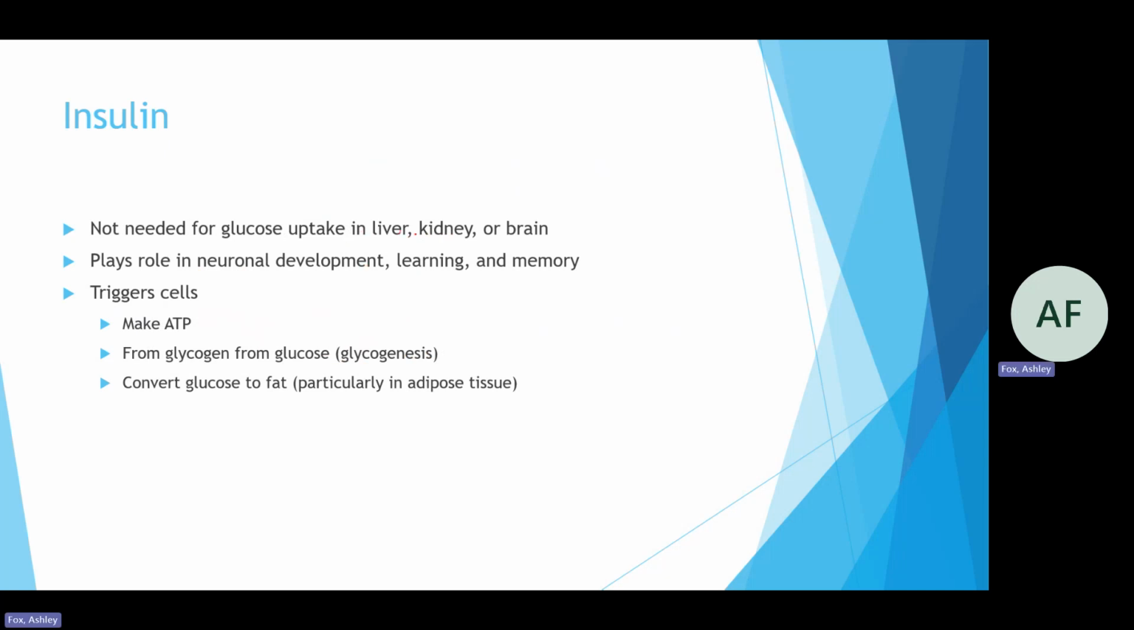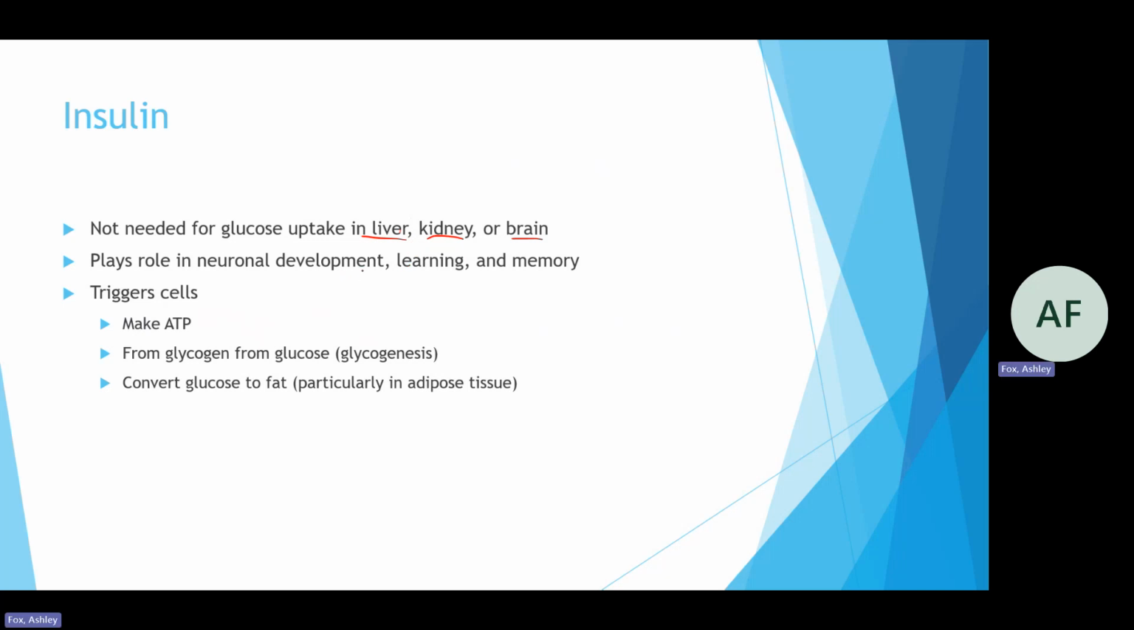Insulin doesn't increase the glucose uptake in the liver, the kidney, or the brain. So they can always take as much glucose as they want because they always need it. Liver's going to store it, kidneys are always using ATP and energy, and your nervous system only uses glucose for energy. You can't use fats or amino acids, so it's always going to have a large amount of glucose uptake in the cells there.